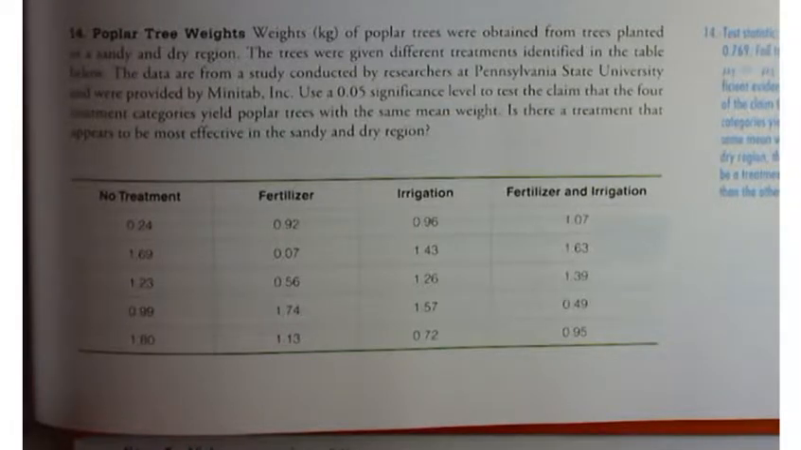Weights of poplar trees were obtained from trees planted in a sandy and dry region. The trees were given different treatments and identified in the table below. The data is from a study conducted by researchers at Penn State University and provided by Minitab. Use the 5% significance level to test the claim that the 4 treatment categories yield poplar trees with the same mean weight. Is there a treatment that appears to be most effective in the sandy and dry region?